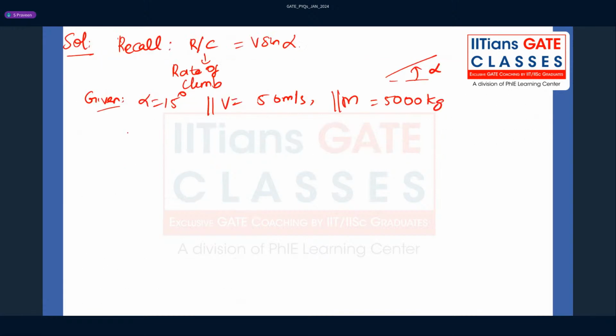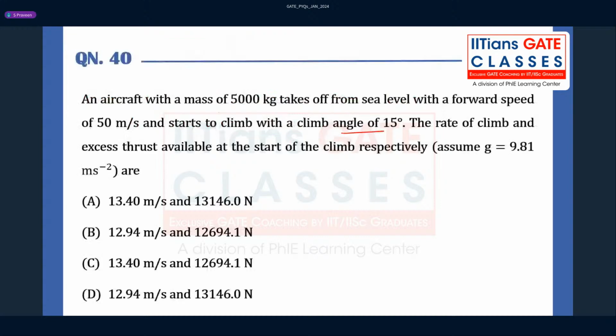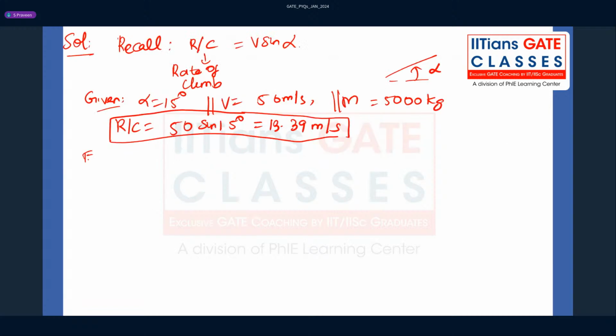Let's do this. Okay, so which means what? My rate of climb is, substitute that, so 50 into sine of 15 degree. Simplify this, you will get it around 13.39 meter per second. This is my first answer. Bracket this. And what else is asked? So the excess thrust available, right? So underline that keyword as well. So the excess thrust.